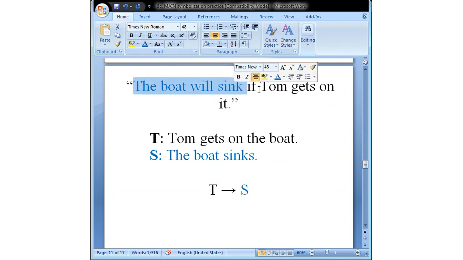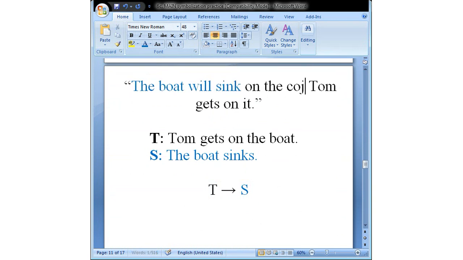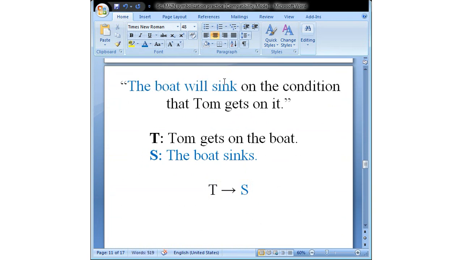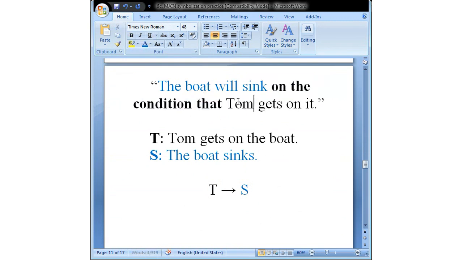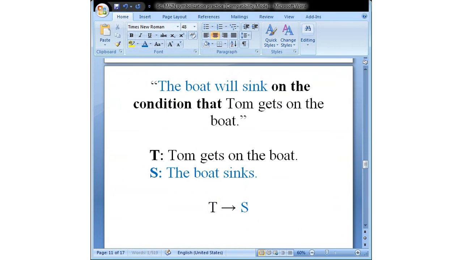We're saying on the condition that these things happen, these other things are going to happen. Well, we're saying that the boat will sink on the condition that, that's another way of putting that, that if, right, on the condition that. And what's the condition that has to be met? Tom gets on it, and what we mean by it is the boat, right? And by that we mean the T, right? And so this is the condition that has to be met. So be careful. Sometimes this part of the conditional can show up first or second in the language, but it's always showing up on this side.